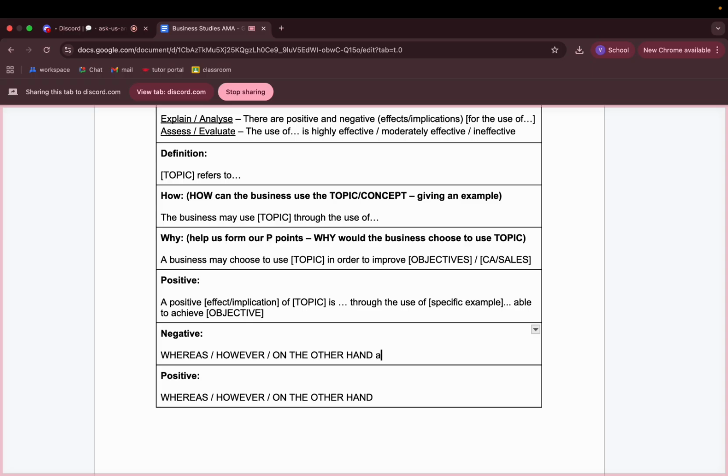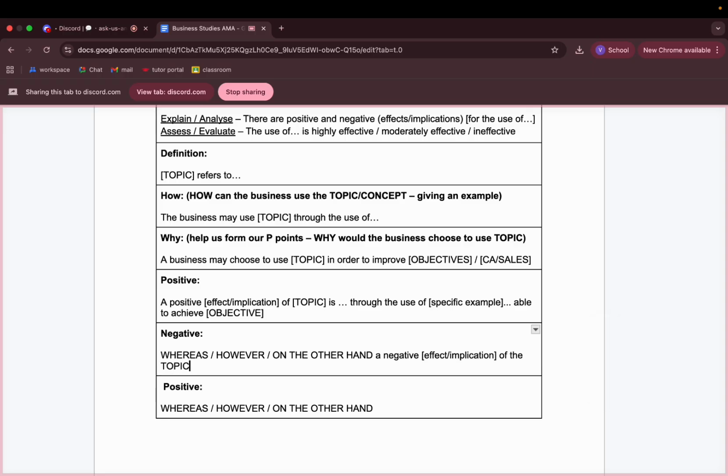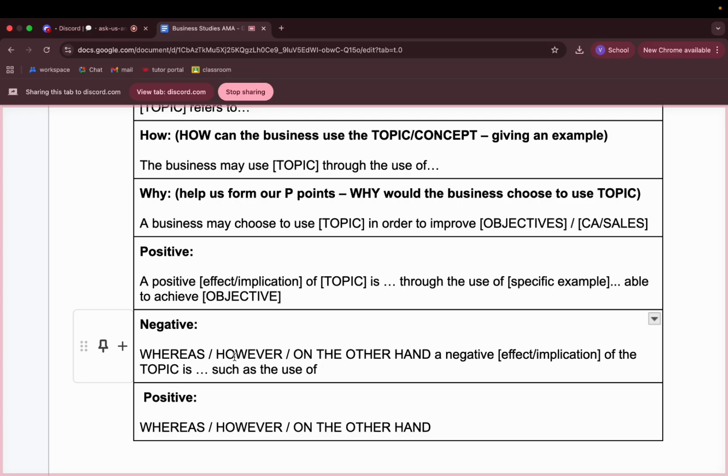Again, very formulaic, a negative effect / implication, whatever the directive verb is, use the language of it. Keep using the language of the directive verb. So a negative effect / implication of the topic is... So give me what the negative effect is. Evident is blah blah blah, such as the use of. So I'm using the words such as in order to give, again, a specific example.